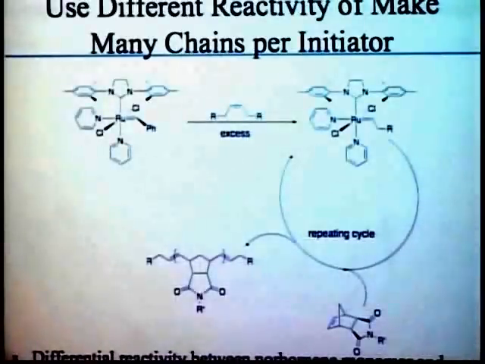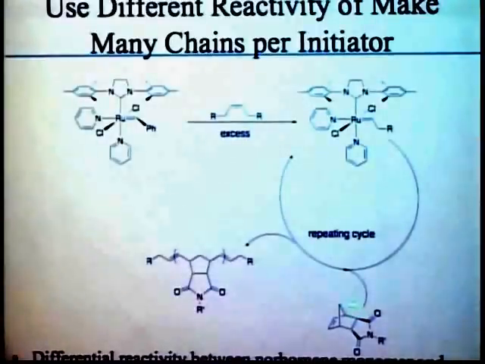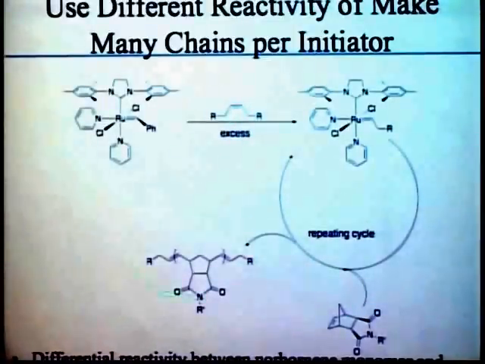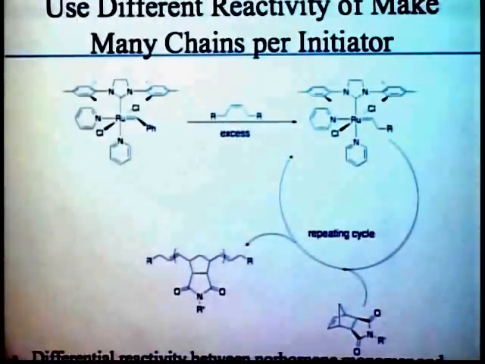So what we can do then is just repeat this cycle. So we make this, we add the monomer, and then we have this around. And when it finishes reacting with this, it then reacts with the less reactive double bond, cleaves off, makes the initiator, and then we can add some more monomer and start to grow again. So we can basically start growing many different chains if we do this right.